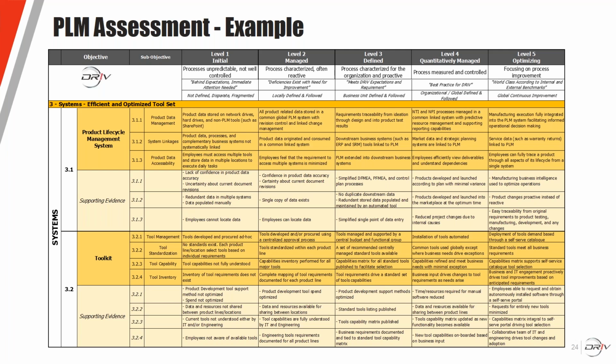Level 4, new technology introduction, new part introduction. Processes are managed in a common linked system with predictive resource management. Now we're starting to get fancy. Level 5, manufacturing execution is fully integrated into our PLM system, facilitating informed operational decision making.